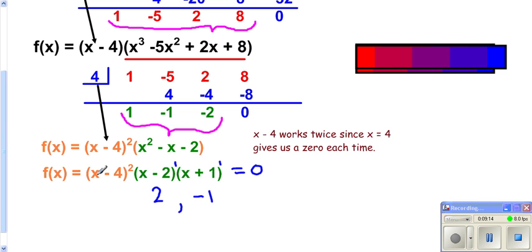When we are looking at this one right here, you would have a 0 of 4. But since you have an exponent of 2 on it, you would know it would be a multiplicity of 2. Which means, graphically speaking, it would bounce off your x-axis rather than actually crossing it. These two here would actually go ahead and cross it.